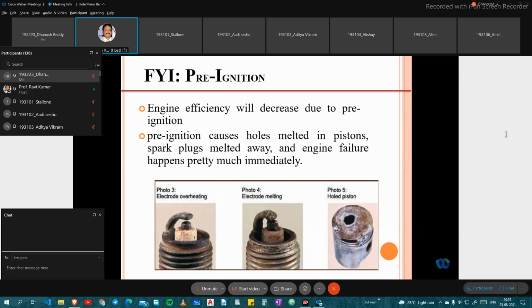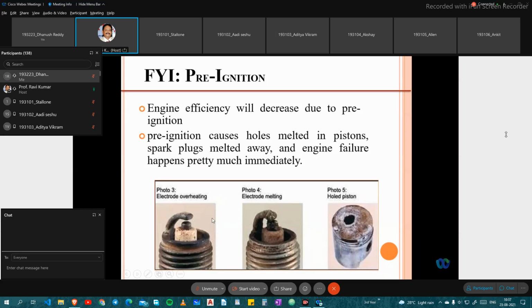Basically, here we are seeing different types of photos. Electrode overheating: the spark plug has an electrode, and the electrode will also overheat, with deposits building up on the electrodes and a small gap. Electrode melting also causes pre-ignition. Sometimes the piston top may also have some holes and deposits on the top of the head. That also will cause it. This is a major cause, and these are the common causes.